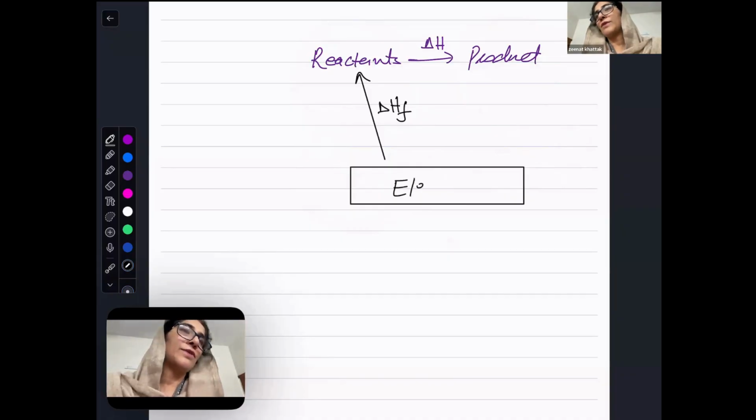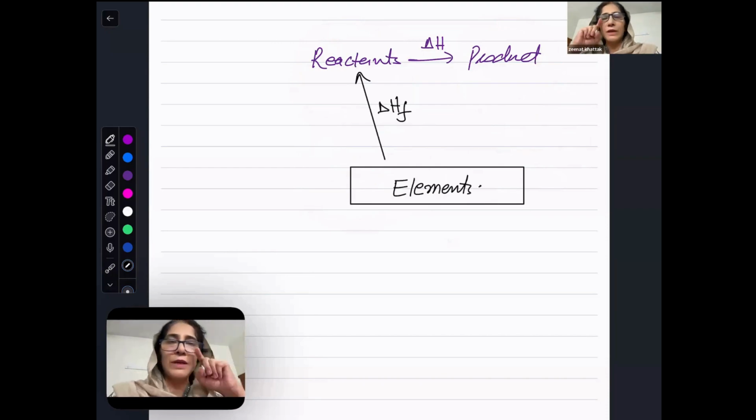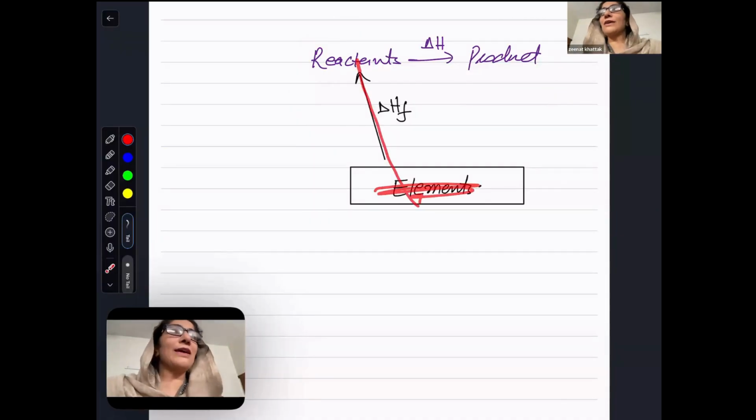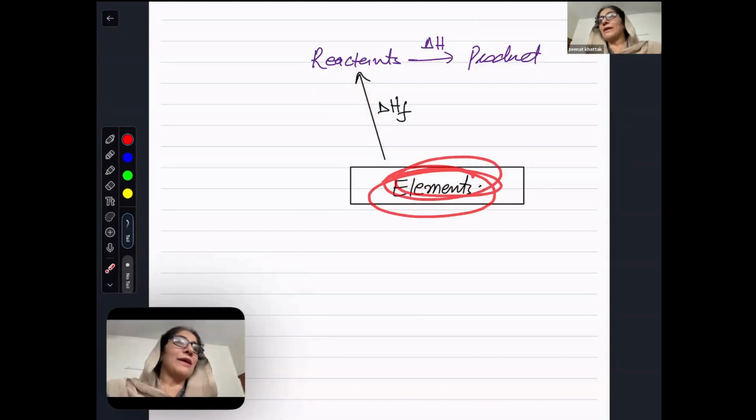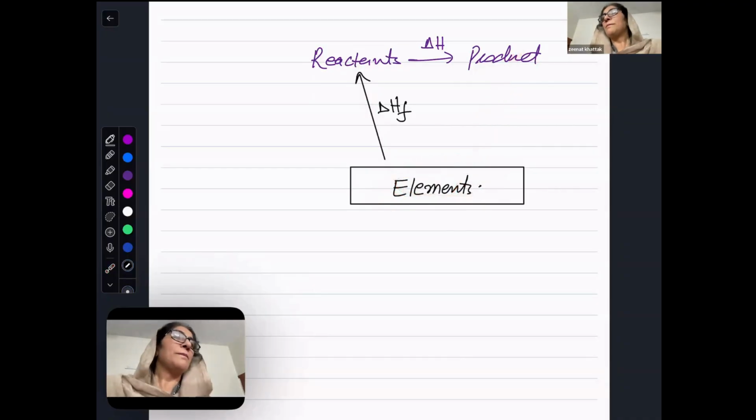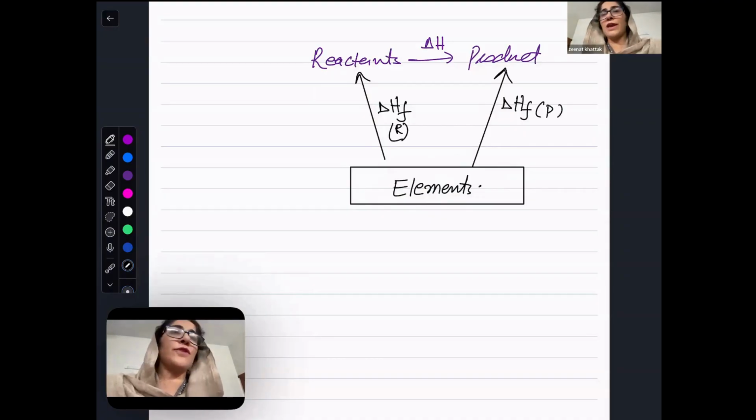Elements. Look, you will write elements. From these elements, the reactants are formed. From the same elements, products are formed. It's a balanced reaction. This is formation of product. This is formation of reactant.